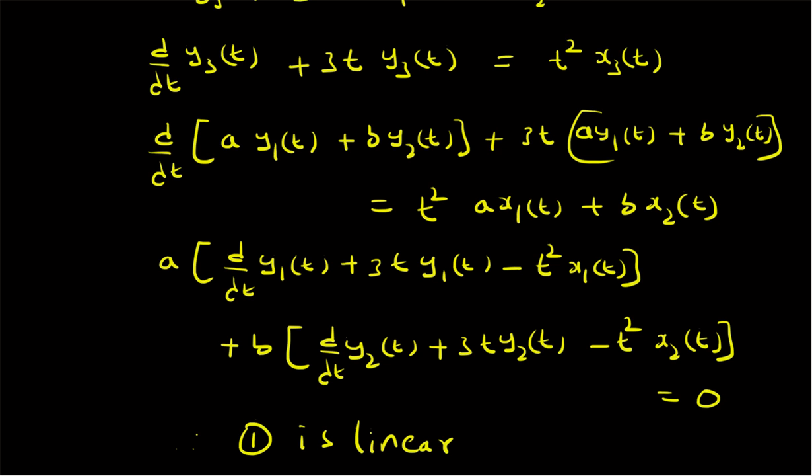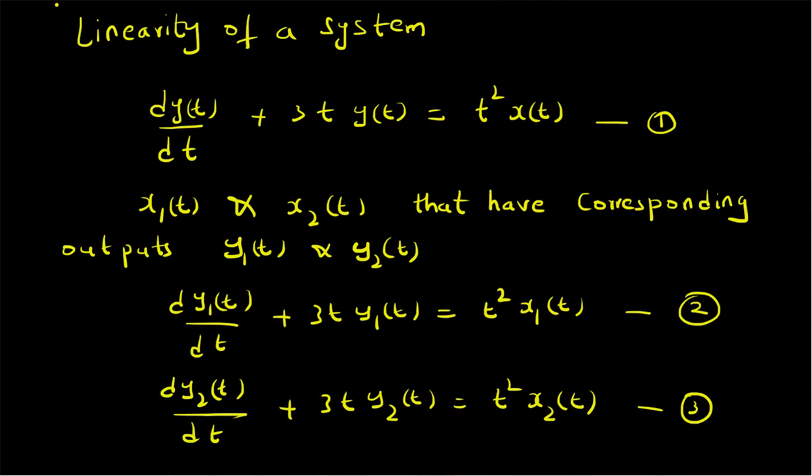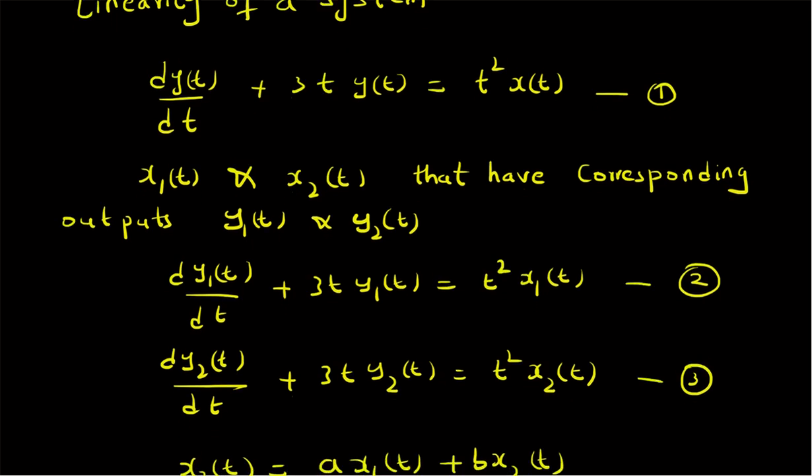So to summarize, we have looked at a differential equation that characterizes a system and verified that it is indeed a linear system. That is, given the equation dy of t by dt plus 3t y of t is equal to t square x of t, we want to verify whether it represents a linear system. So we first define two inputs, x1 of t and x2 of t, which have corresponding outputs y1 of t and y2 of t. So they both satisfy equation 1, giving us equations 2 and 3.